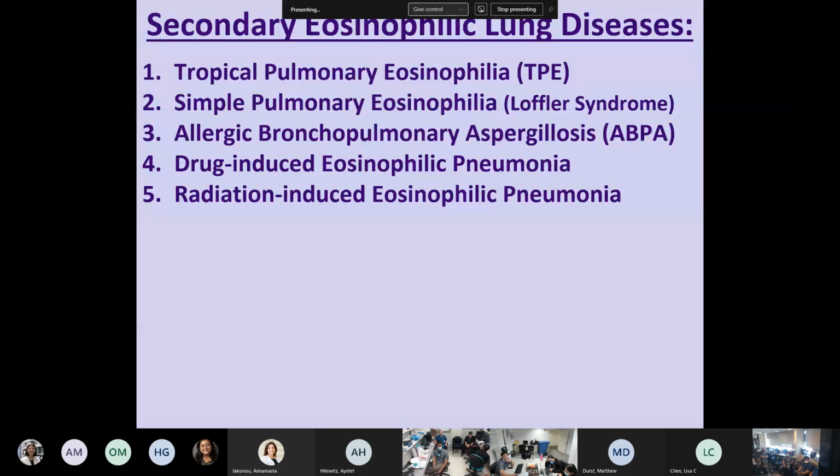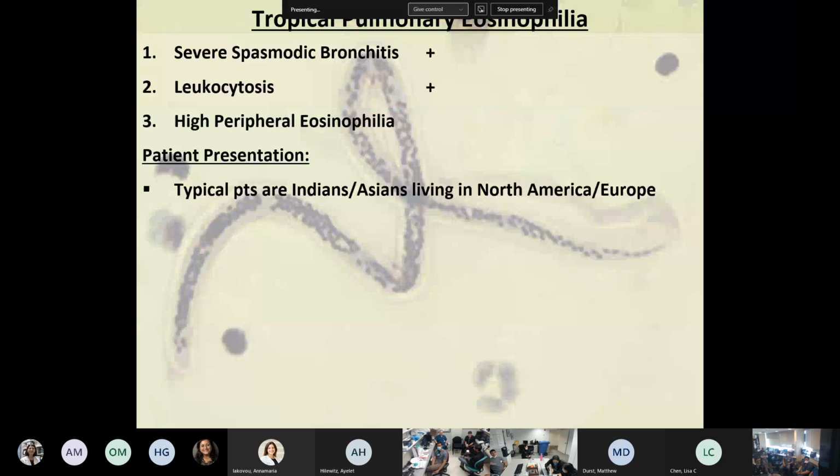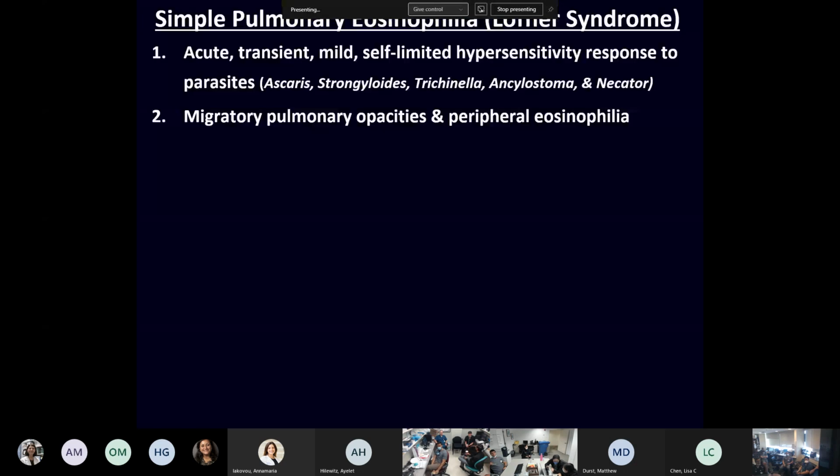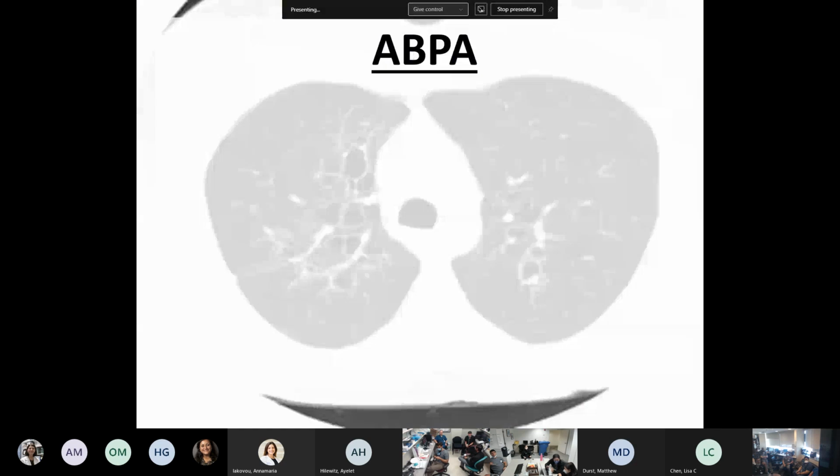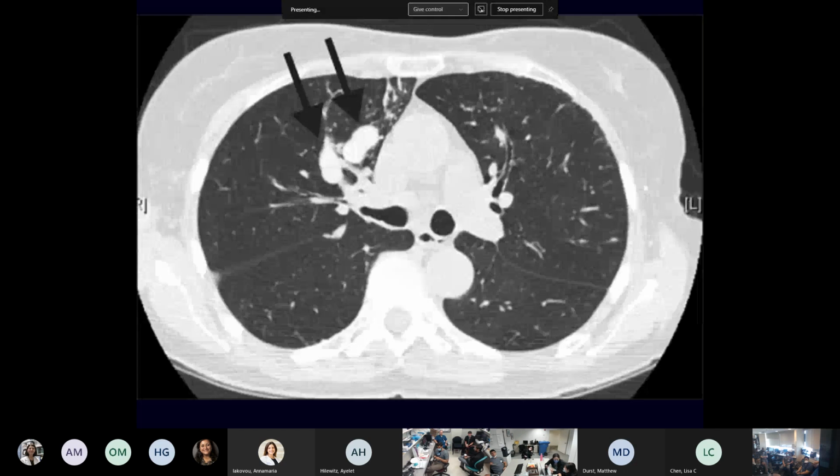I'm going to skip this. You guys will have the slides. But the secondary eosinophilic lung diseases are numerous, with tropical pulmonary eosinophilia and simple pulmonary eosinophilia being the most common worldwide causes of eosinophilic pneumonia. ABPA is one of the most tested on the boards, but we talked about ABPA with the bronchiectasis and the asthma talks. I basically copied the same slides, so you can have them. But what I want to do is just go to the next question. I'm going to skip the tropical pulmonary eosinophilia, Loeffler syndrome and ABPA, since we talked about ABPA last time.